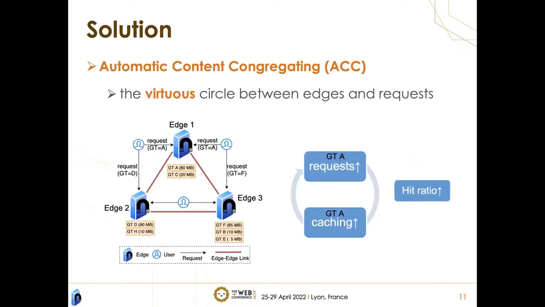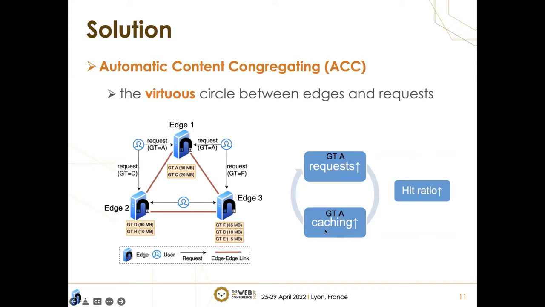Just for example, in this picture we can see that H1 has the maximal GTA content, 80 megabytes. Some requests are for GTA content, and we call them GTA requests. So the surrounding GTA requests are guided to edge one, because H1 has the maximum GTA contents. Meanwhile, more GTA requests gathered to H1 will help H1 to cache more GTA contents in return. So this is very interesting.